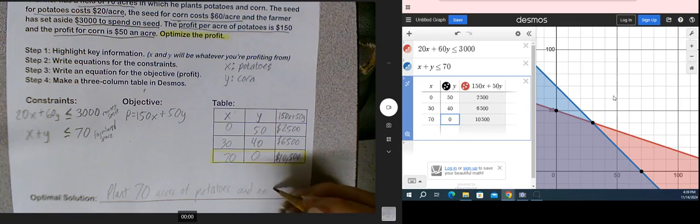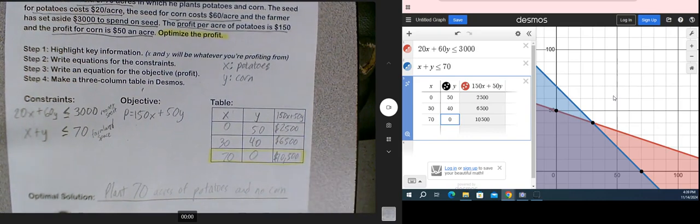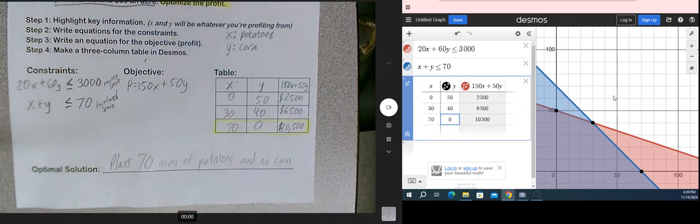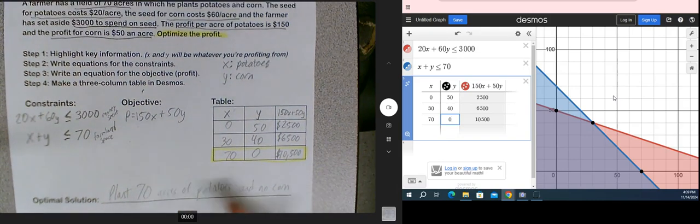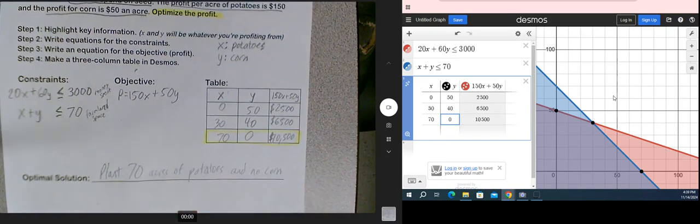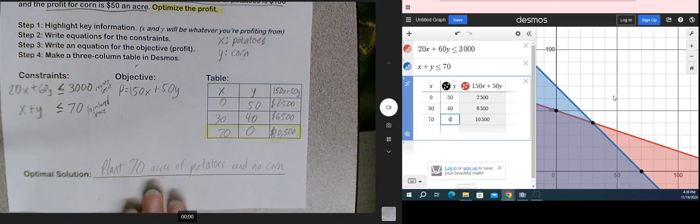and no corn. Now, this is obviously, there are more factors that go into farming. This is just a math problem that oversimplifies it a little bit. But with this oversimplification, the optimal solution to make the most money is to plant all potatoes and no corn. So let's flip to the back and do another problem.